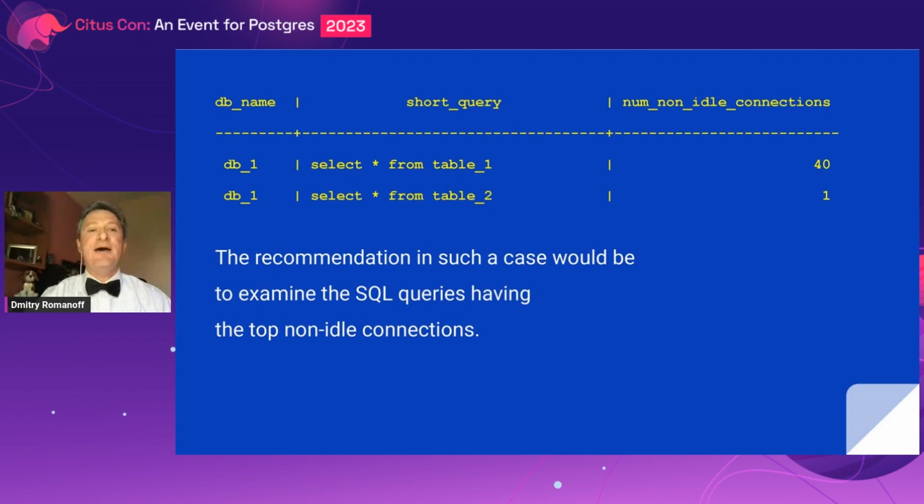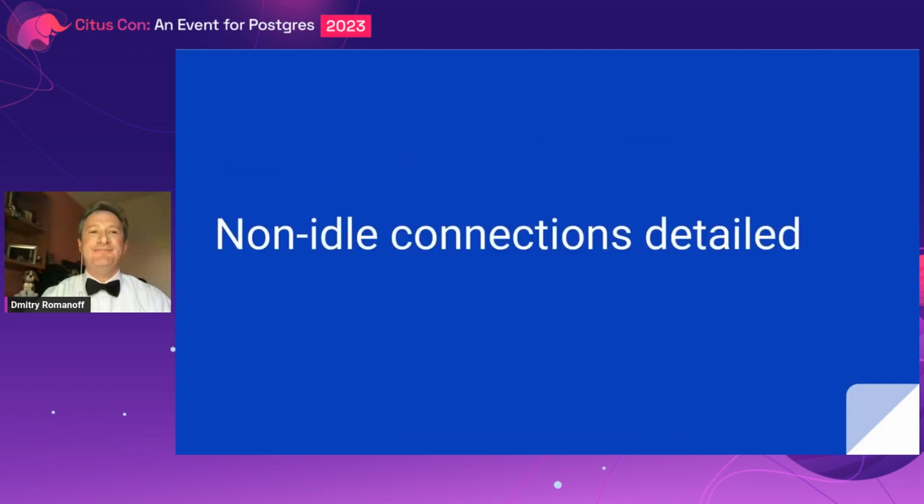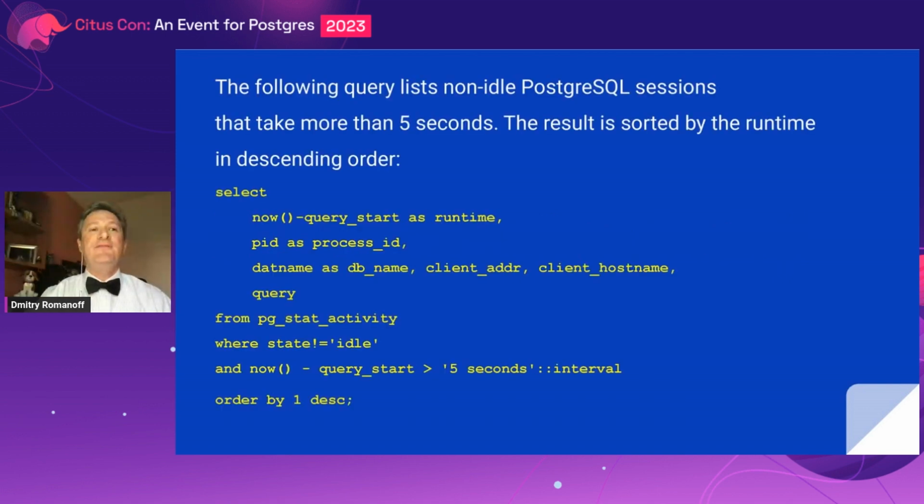It happens that a high number of non-idle connections may appear to indicate ineffective, not scalable architecture or workload not matching the system resources. Non-idle connections detailed. The following query lists non-idle Postgres sessions that take more than 5 seconds. The result is sorted by the runtime in descending order.